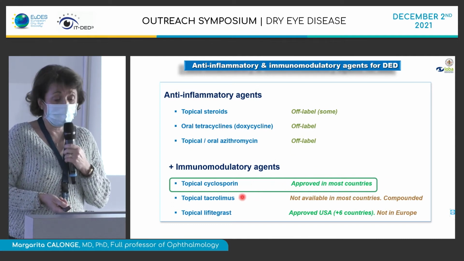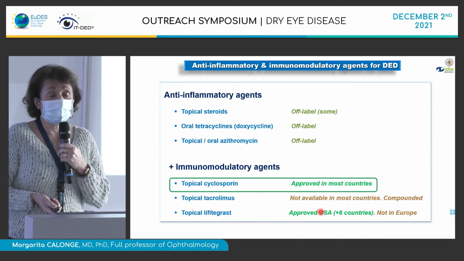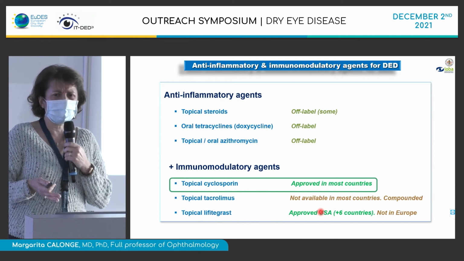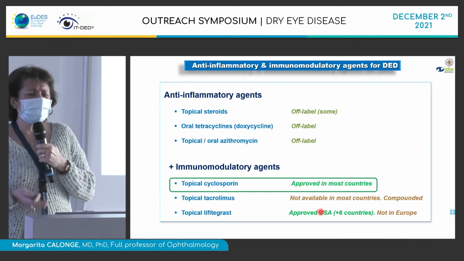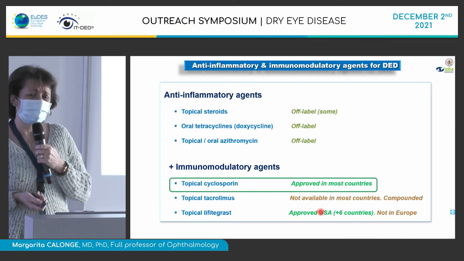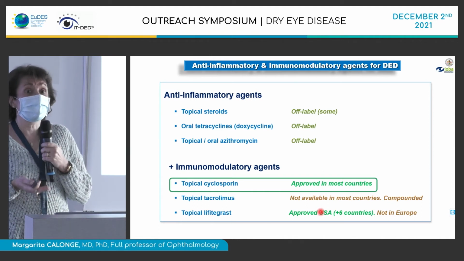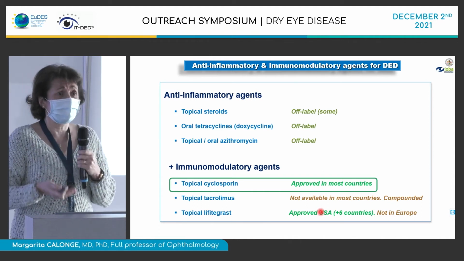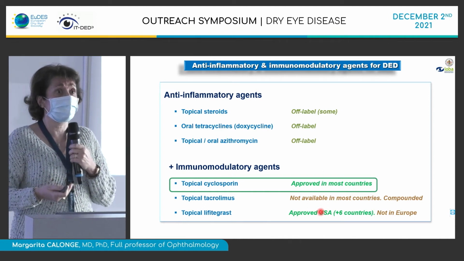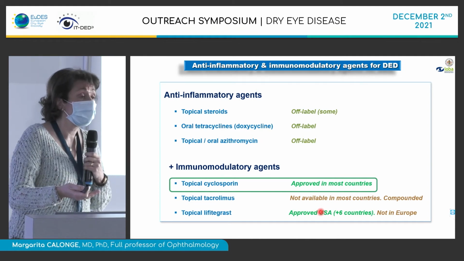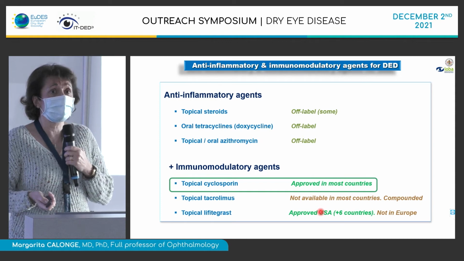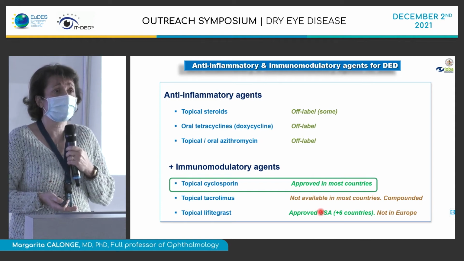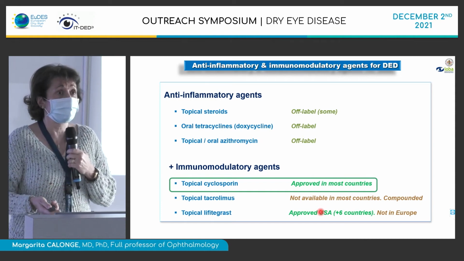Tacrolimus is not available. Lifitegrast is not in Europe. I think France has the possibility to use it somehow, or not. Gustav is shaking his head, I heard. So again, in summary, when we are sitting with a patient in front of us, we can only give as drugs steroids, which cannot be used long-term, or cyclosporine. And if this patient does not tolerate cyclosporine, we just don't know what to do.